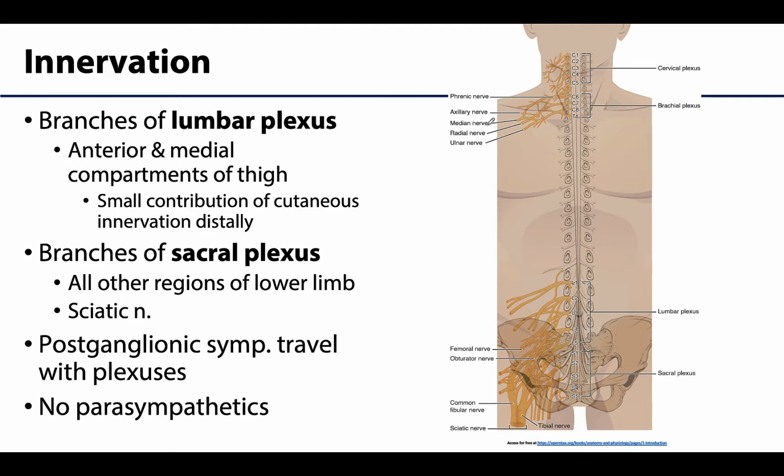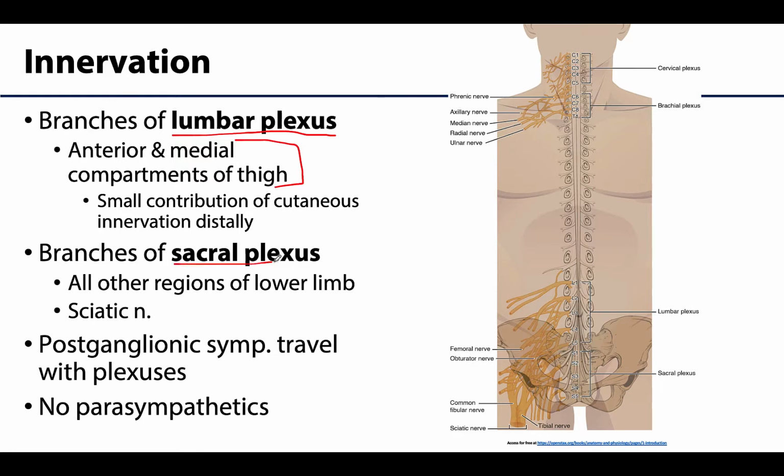Now on to the innervation of the lower limb. There are two main plexuses that will contribute to both the afferent and efferent innervation of the lower limb. The lumbar plexus plays the smaller, but I would argue not too small, role. And in terms of afferent and efferent innervation, it will innervate the anterior medial compartments of the thigh, in addition to cutaneous innervation in additional areas distally. And we'll get more into the cutaneous innervation in upcoming sessions.